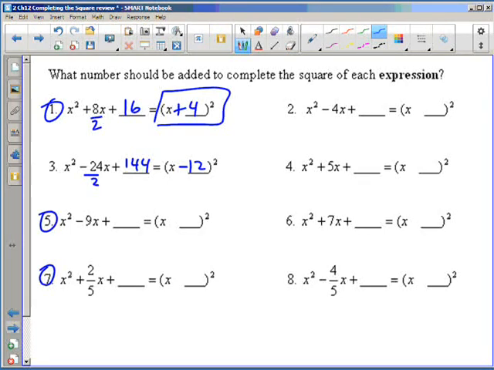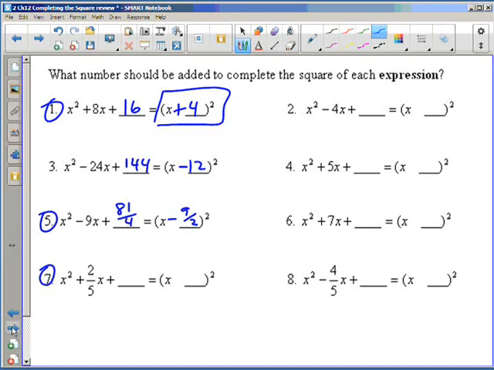Come down here. A little bit annoying. 9 is not an even number. So you'll have to cut that in half and square it. Use that information for this one. And number 7 there. See how that goes. Okay. Half of 9 is 9/2, gives you a positive 81 over 4, and a minus 9/2.